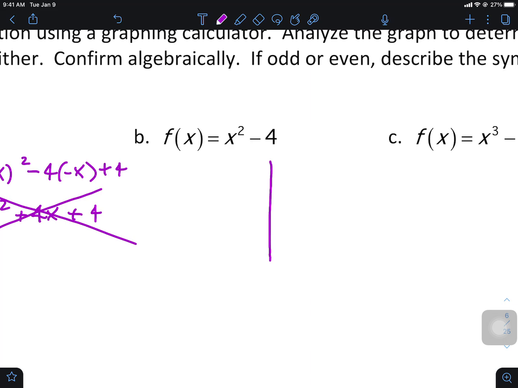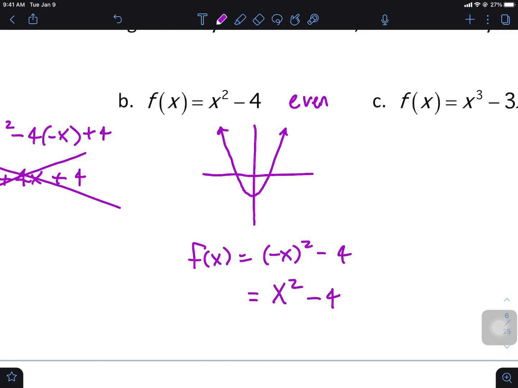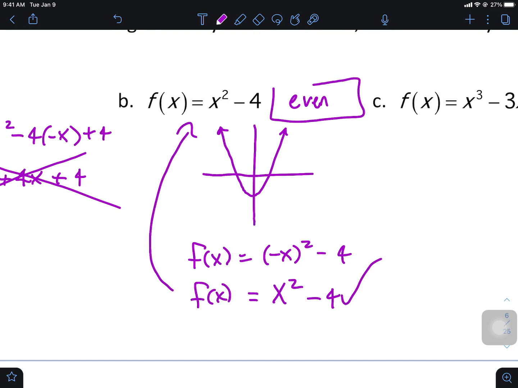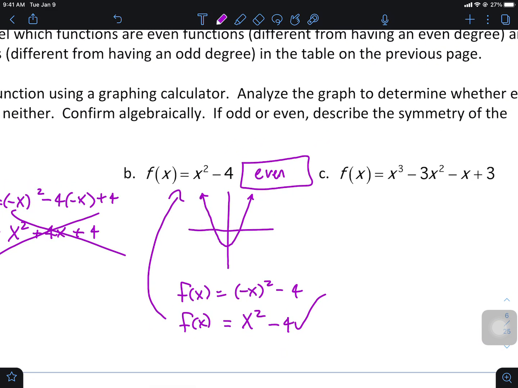Let's try another example. This one's not as hard to graph here. So this one here is an x squared graph moved down 4 units. This one actually does appear to have even type of symmetry. Let's go ahead and verify it algebraically. That's plug in negative x again. That's going to be x squared minus 4. So that is the same right there. That matches. So this is truly even. And that's it there on that one.